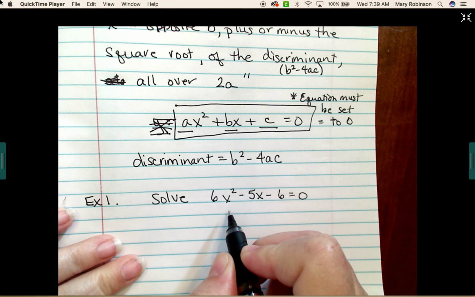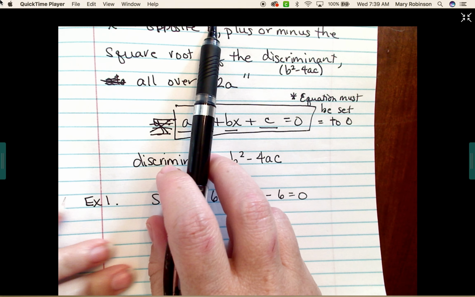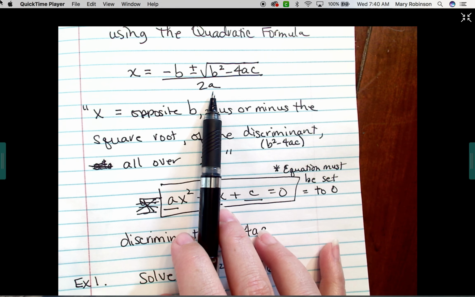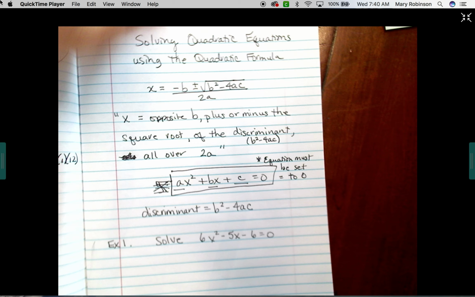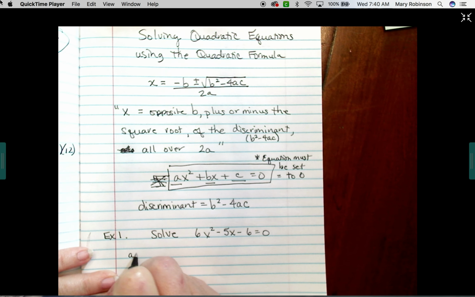The very first thing I would do is go ahead and make a list of A, B, and C so that you can plug it into the formula appropriately. I'm going to enlarge this here, raise this up. So I'm going to make a list over here. My A value is 6. My B value is -5.